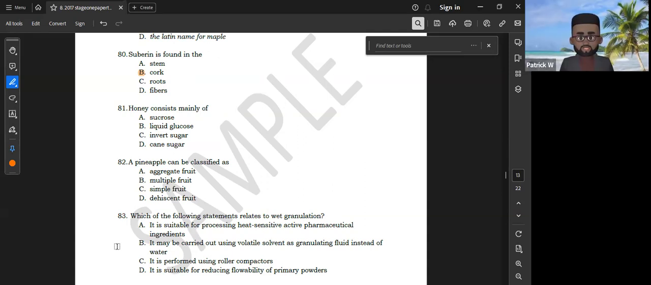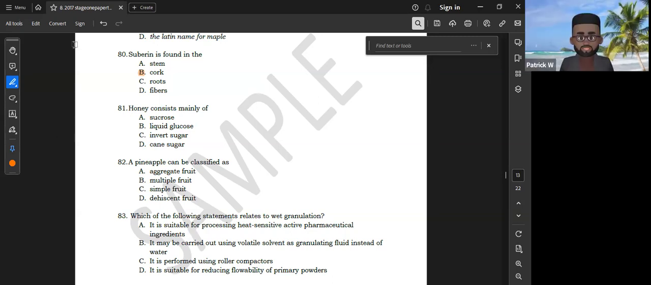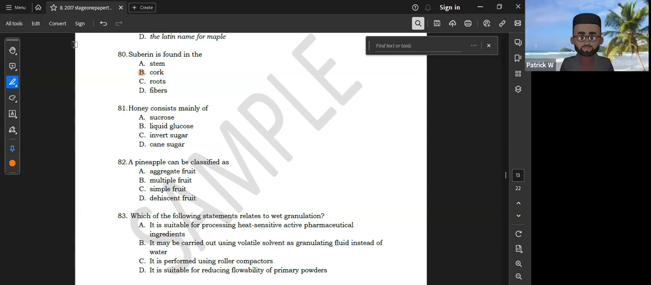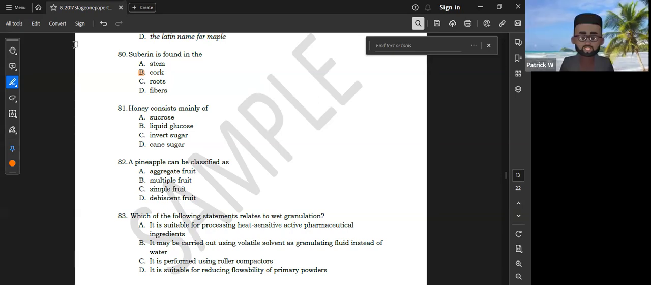It's found in the root, cork, and bark tissue. And the bark is found in the stem. What I'm finding is that it occurs in the wall of the cork cells that form the skins of many roots, such as potatoes. So cork is the main one. Yeah. Okay.